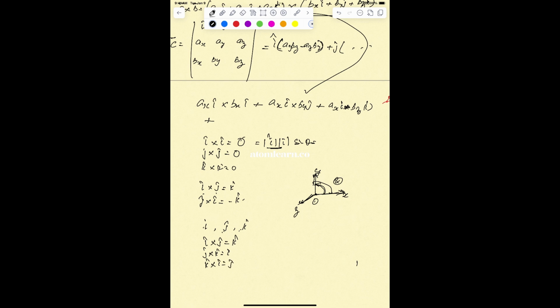Whereas now the opposite of this, j cap cross i cap, will have to be minus k cap. Similarly, k cap cross j cap should be minus i cap. Similarly, i cap cross minus j cap. Therefore, now this is easy for you to do.